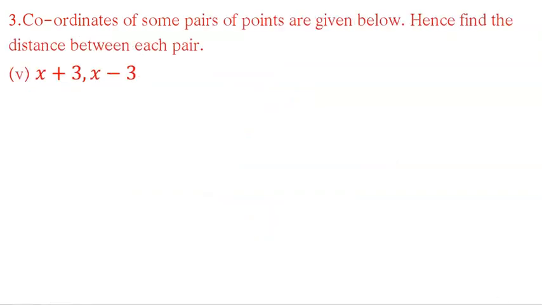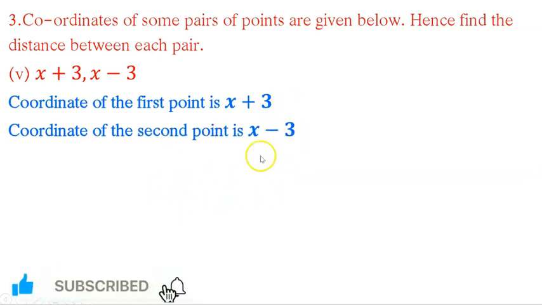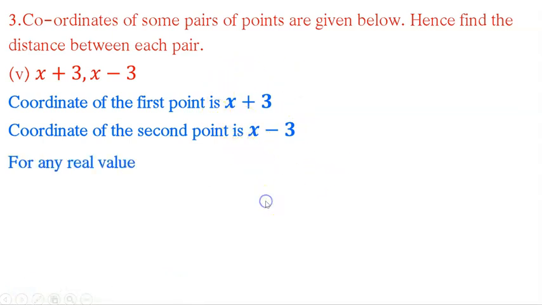Okay. Now the next is x plus 3 and x minus 3. Now here the coordinate of the first point is x plus 3 and coordinate of second point is x minus 3. It's clear that x plus 3 is greater than x minus 3 for any real value.